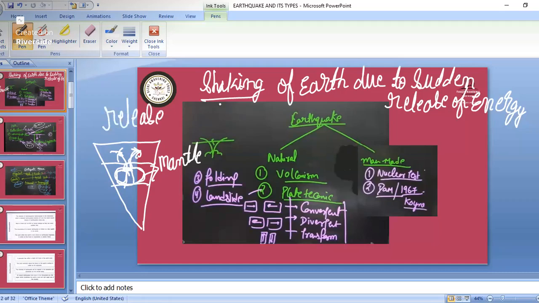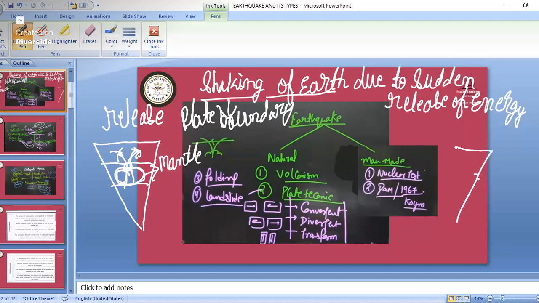And this release of energy can be felt mainly near the plate boundary, all those plates we have studied. If you see Japan, in Japan we have regular earthquakes and tsunamis. Japan is on the Asia side. Here we have the Eurasian plate, and here we have the Pacific plate. Other minor plates are also there. So what is happening there? We are having these forces from the interior of the earth.